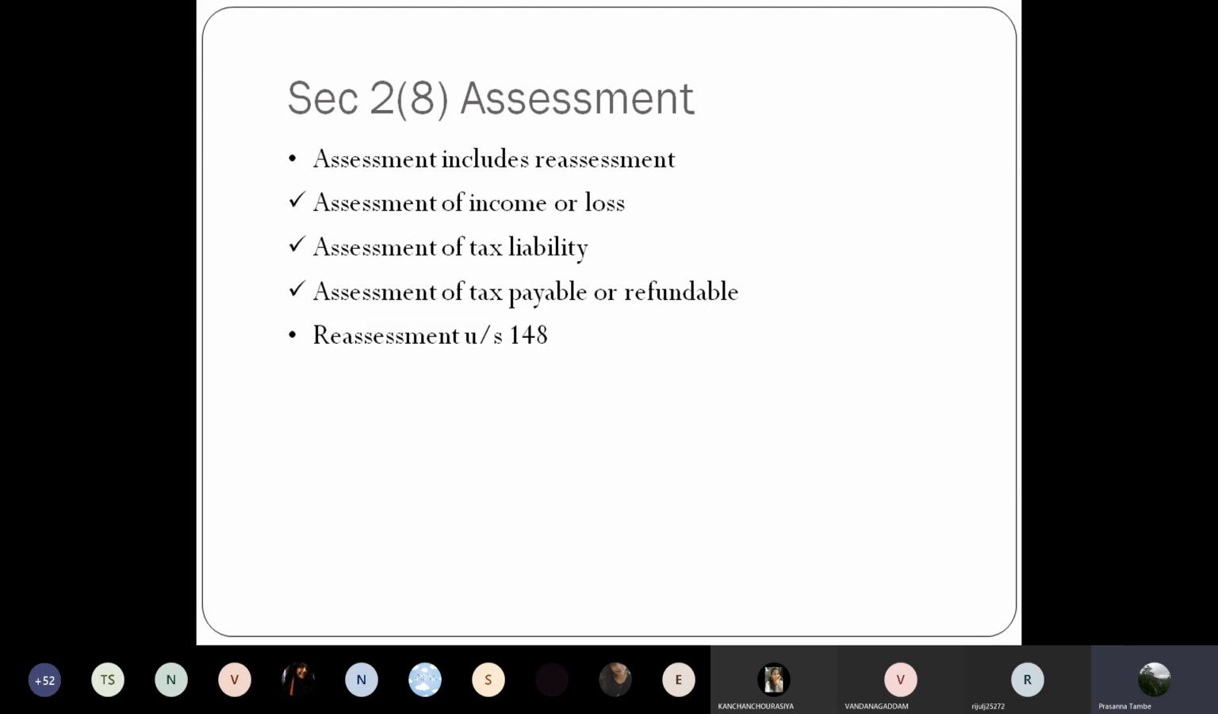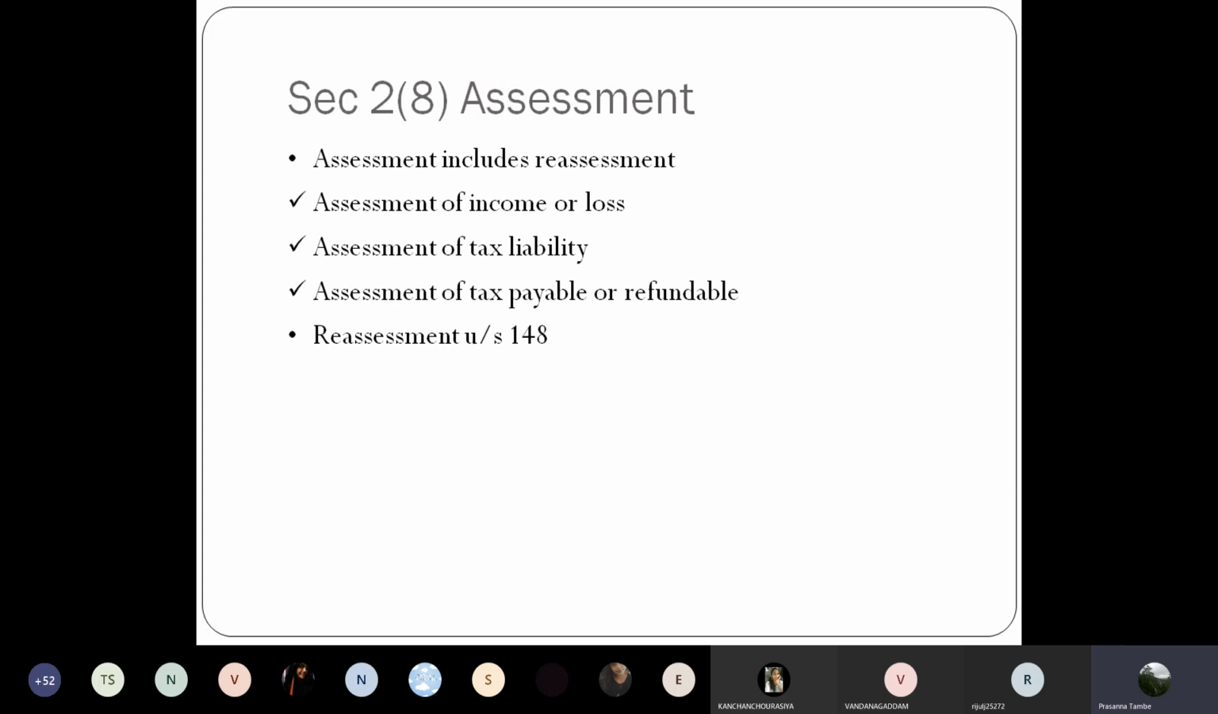What did I tell you about an inclusive definition? An inclusive definition only tells you what is included in the definition. And many times there are some words in the inclusive definition for which you have to go to their dictionary meaning, natural meaning, or the context in which the words are used, their general use in common parlance or public usage. Those are the parameters which will be applied for interpretation of such definitions. And assessment is one classic example of such an inclusive definition.